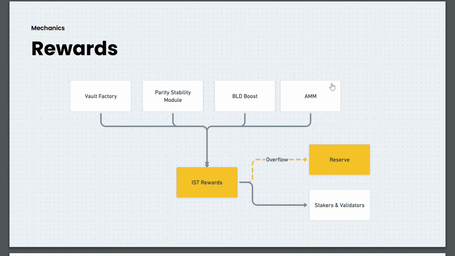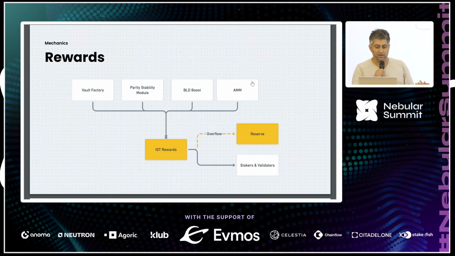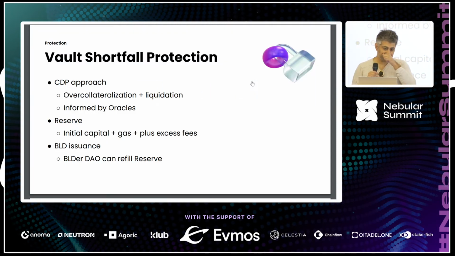But again, this is one of the advantages of having a native enshrined stablecoin: you can deeply work it into the crypto economics and the tokenomics of the system. And so, if you hold BLD, you should be very excited about the launch of IST. It is going to drive a lot of value and allow you to earn stablecoins for staking.